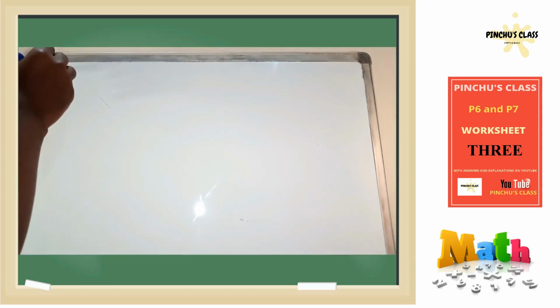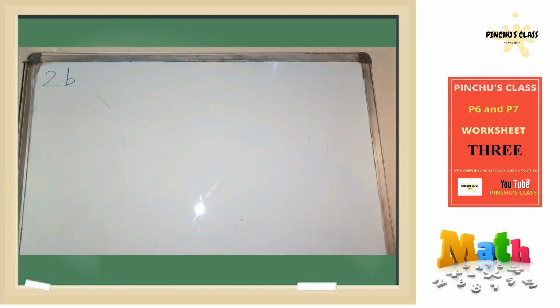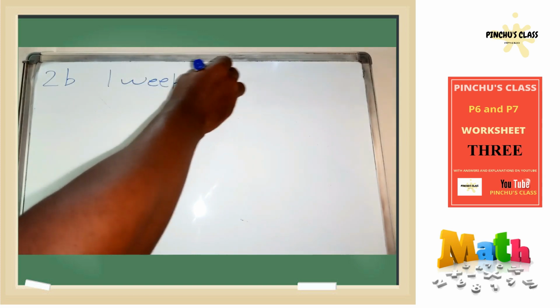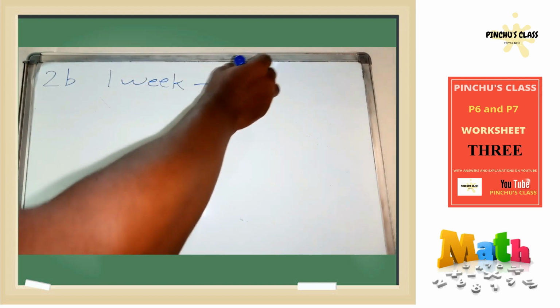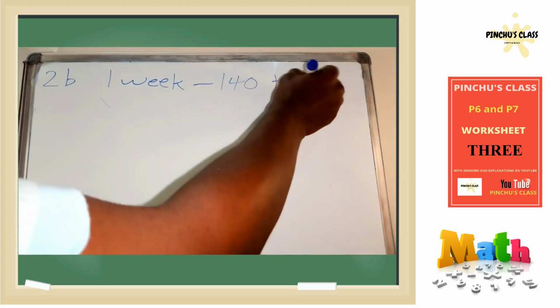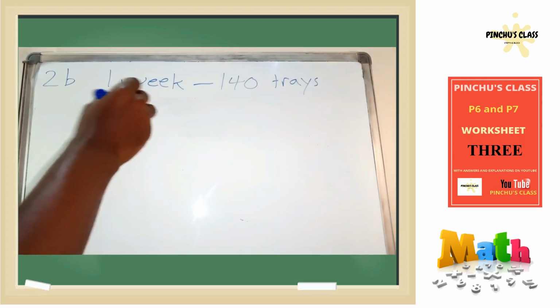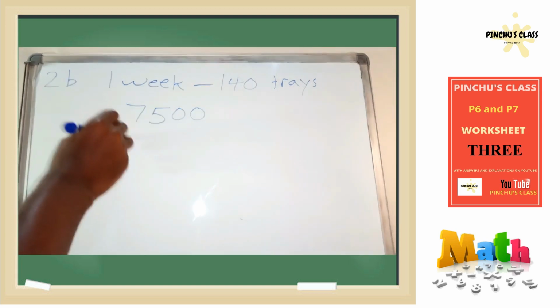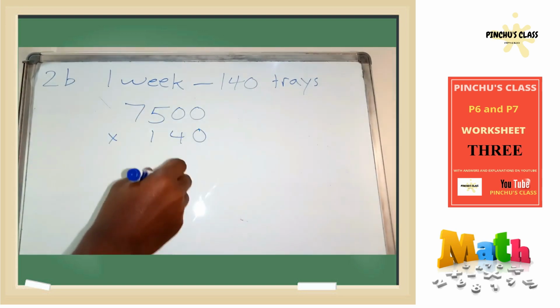Let's go to 2B. 2B, they have told us that if each tray is sold at 7,500, how much money does he get in a week after selling all the trays? Remember, 1 week he gets how many? 140 trays, right? So we're going to get the amount they have given us, 7,500 times the 140 trays.